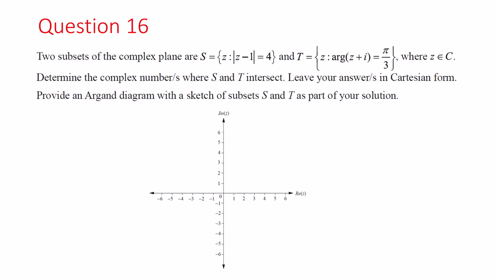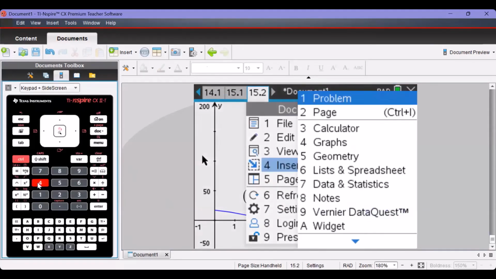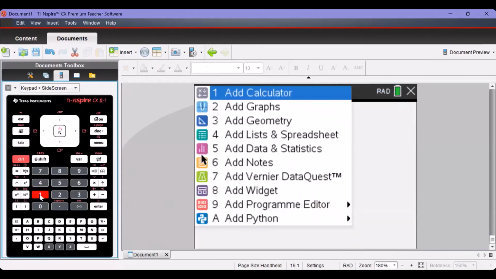Question 16. Press Doc, 4 for Insert, 1 or Enter for New Problem. This time what we'll do is we'll add a graphs page, so press 2.